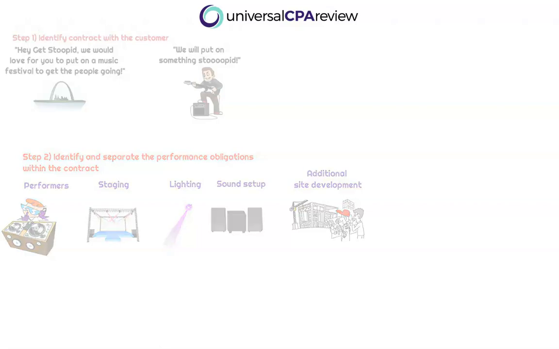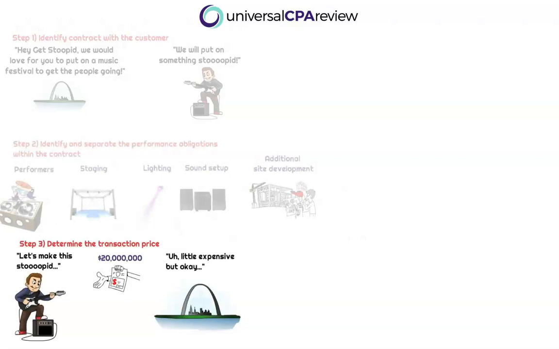So now that Get Stupid has a thorough understanding of the separate performance obligations, they can now determine the transaction price. And this makes sense, because now that they understand how much work the company needs to do, they can now identify how much they should charge to make it worth their while. So let's say that they quoted $20 million to put on the music festival.